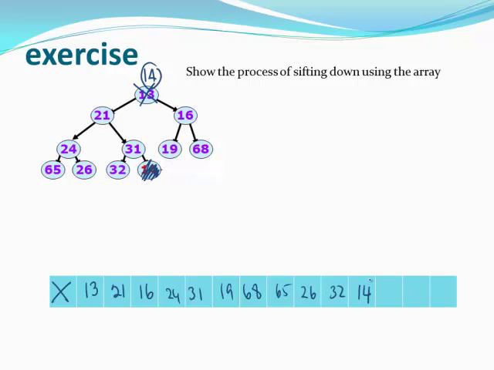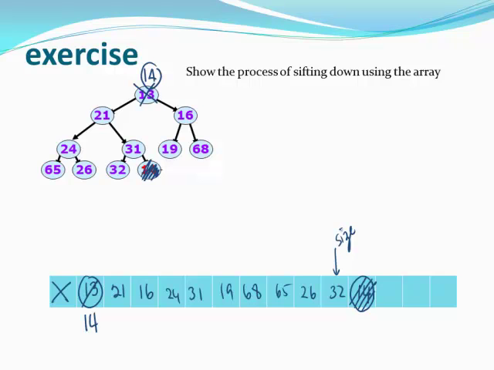So the first thing we do is take 14 and swap it with the top element, the root. So the 14 goes here, and this element is removed, and our size of the heap is pointing there. Now size is reduced by 1.